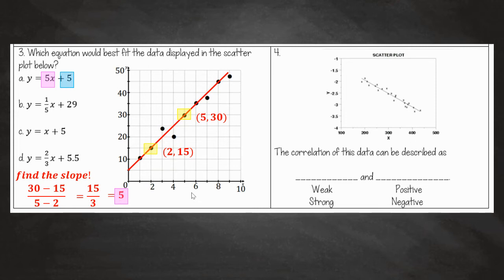Does my y-intercept match? It sure does, because my intervals are going up in 5s here on my y-axis. So that's an intercept of 5 and a slope of 5.